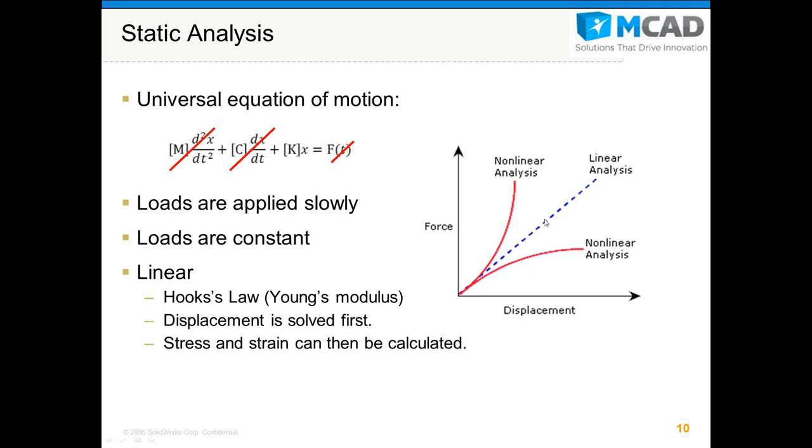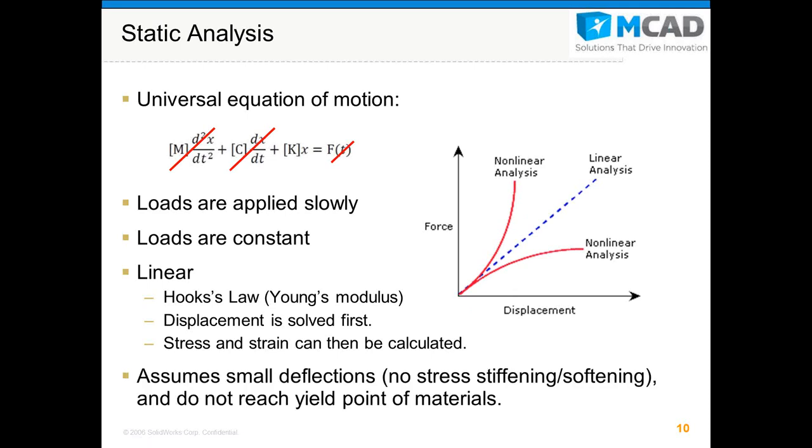When you start to exceed the yield in a material, the curve would look something like this lower red line here. But again, it's linear. We're solving for displacement first, and then once we've got our displacement, we can solve for stress and strain. It's also assuming only small deflections.